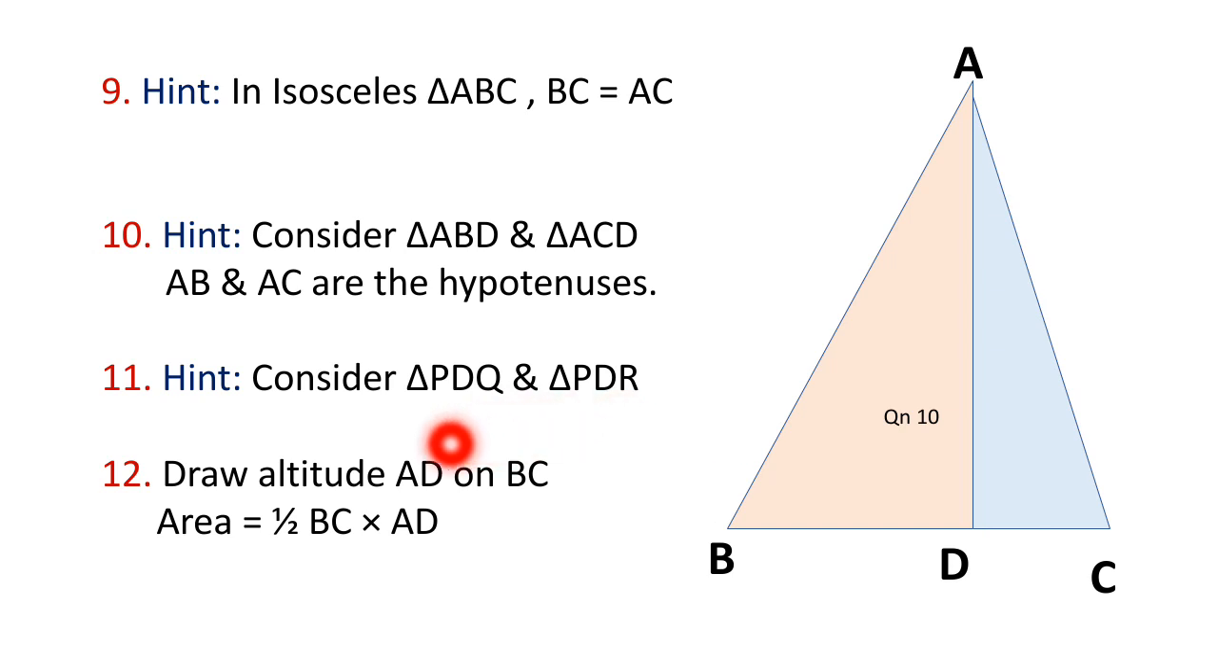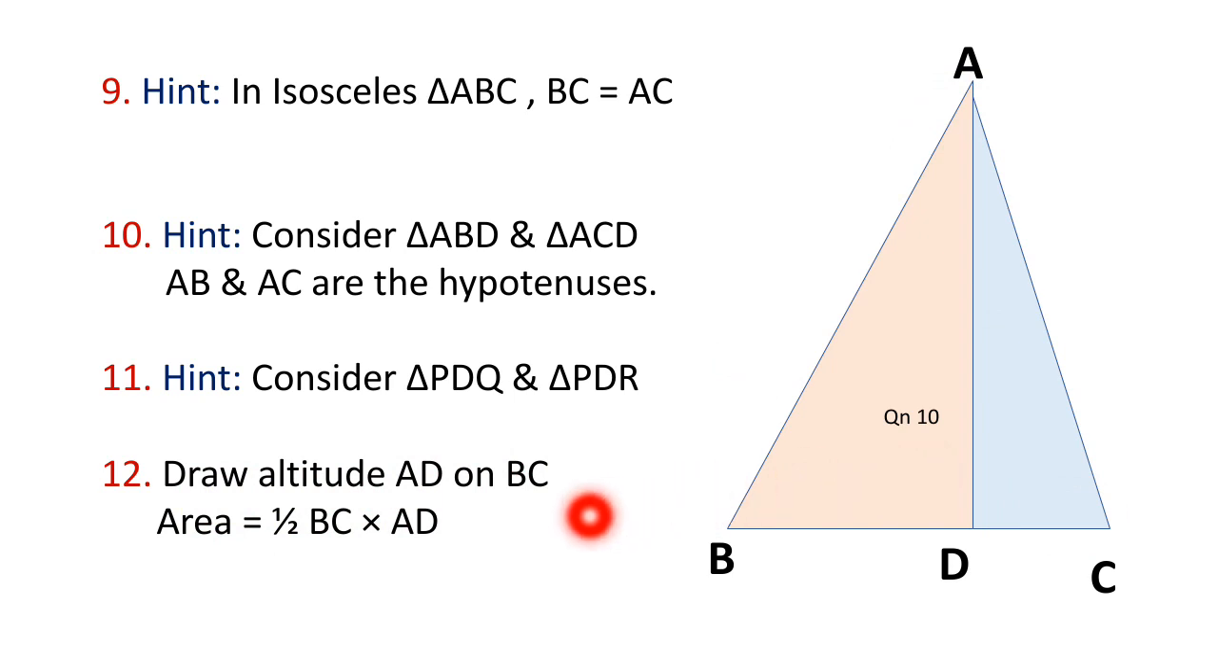And for question number 12, again we have the same kind of figure, and we have to draw the altitude AD on BC as it is given here. In question number 12 it is given that it is an isosceles triangle, so we will take AB equal to AC for this question number 12.